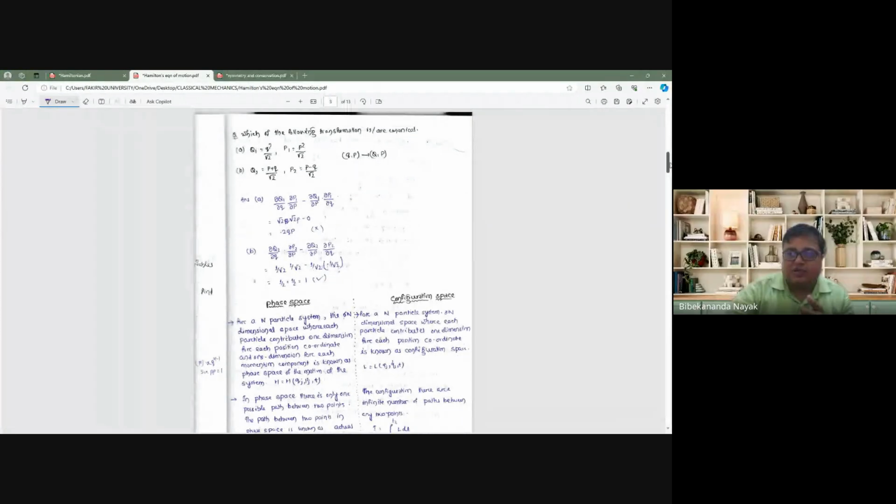It is another problem. We check whether it is canonical or not. So two are given, which one is canonical? If the q1 p1 Poisson bracket is 1, then it will be canonical. Or if the q2 p2 Poisson bracket is 1, then it will be canonical. When you check q1 p1, you see it is not equal to 1, so it is not canonical. But for q2 p2 it is canonical.